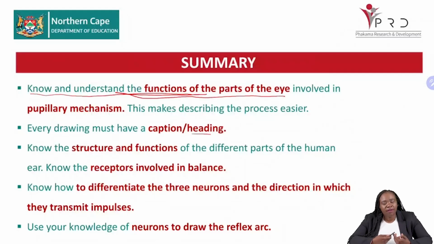Now, if we're looking at the eye, if the optic nerve is not functioning, what will happen? The auditory nerve, if it's not functioning, what would happen? Where are the impulses taken from when they move from the ear? If it's hearing, to the cerebrum. If it's balance, to the cerebellum. Understand all of these things, then you'll be able to answer questions much easier.